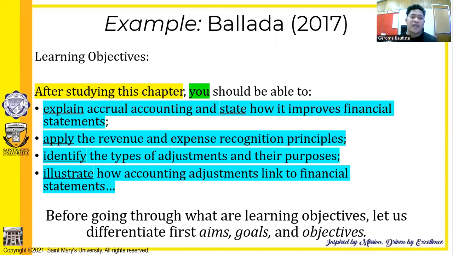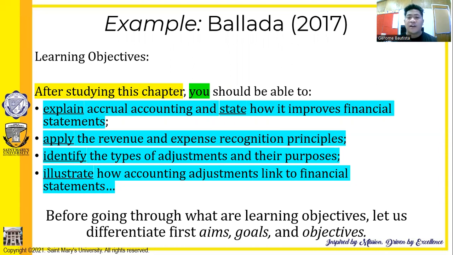Okay? You should be able to first explain accrual accounting and state how it improves financial statements. Apply the revenue and expense recognition principles. Identify the types of adjustments and their purposes, and illustrate how accounting adjustments link to financial statements. So see, you can look at the four learning objectives that they are giving the students, what they will be expecting to learn and to do at this chapter of the book of Balyada.